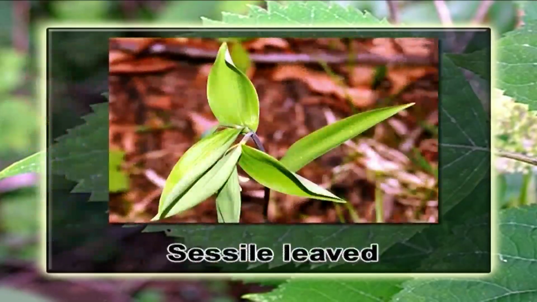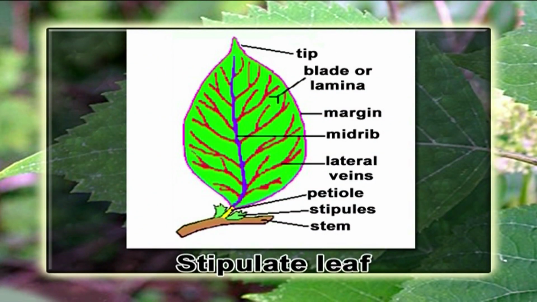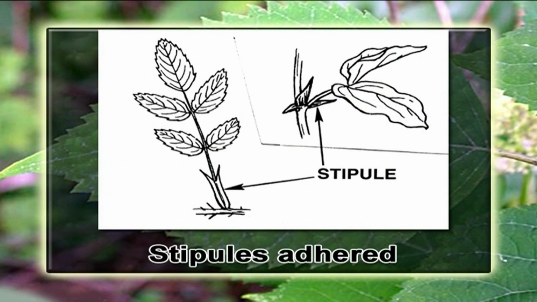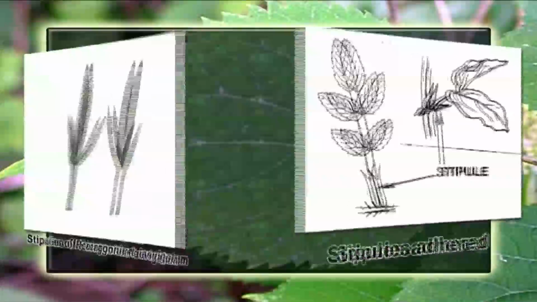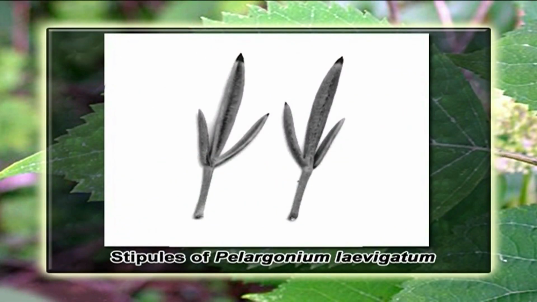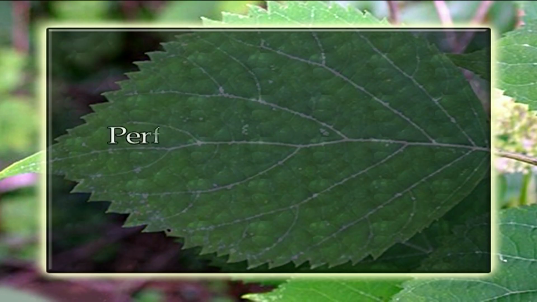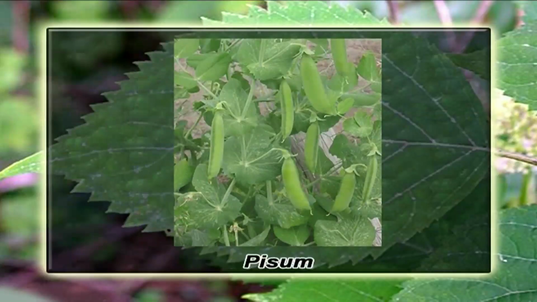Not every species produces leaves with all of these structural components. In many angiosperms, leaves are sessile and consist entirely of lamina. In certain species, small paired lobes called stipules develop at the leaf base. The stipules may be adhered to the leaf base or are present as free appendages, and in others stipules are not obvious. In some plants, stipules are persistent structures, resemble leaflets and perform photosynthetic function too, as in Pisum.